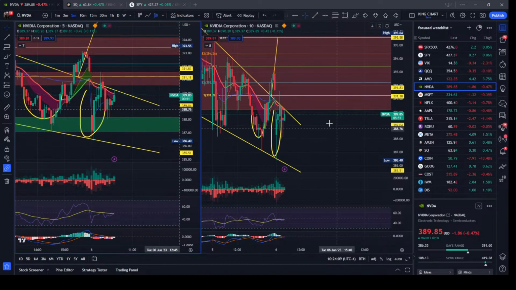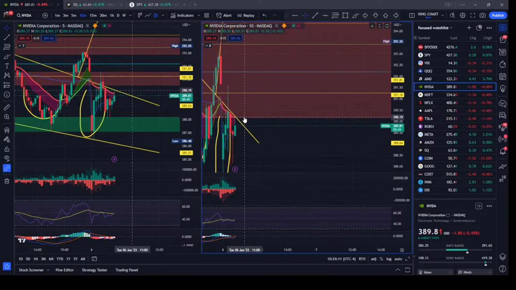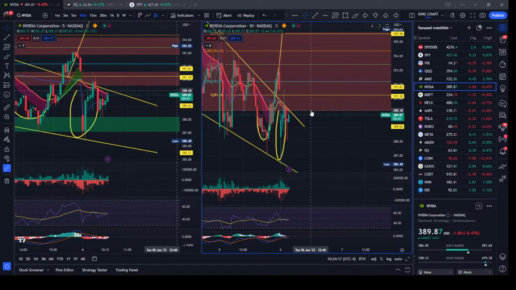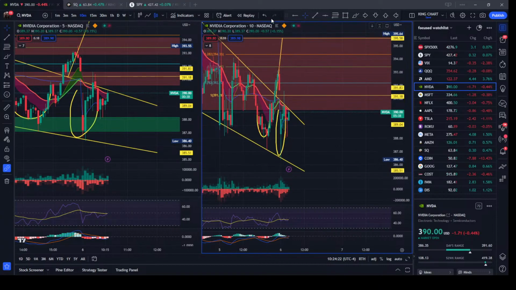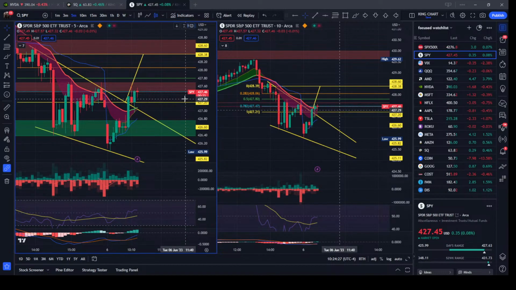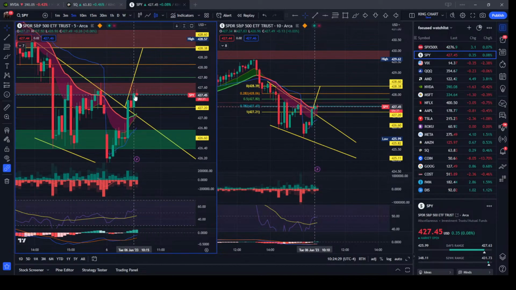NVIDIA pushing right back up here. Rejecting hard at our 390.18 level, which is the 21 EMA on the 10-minute. So it seems to be a key resistance level for us here, the 21 on the 10-minute. And SPY is looking for one more leg up. Remember, 427.80 is our take profit.